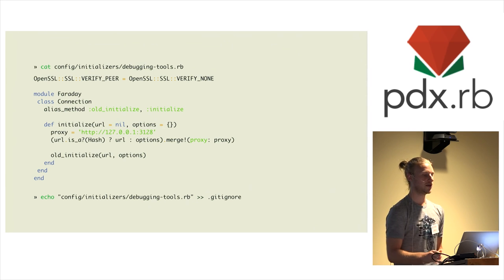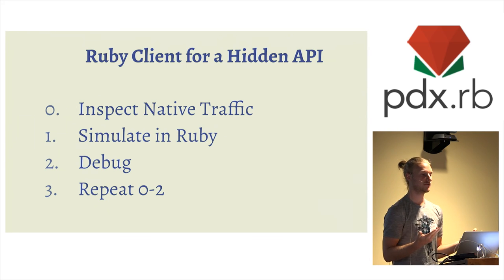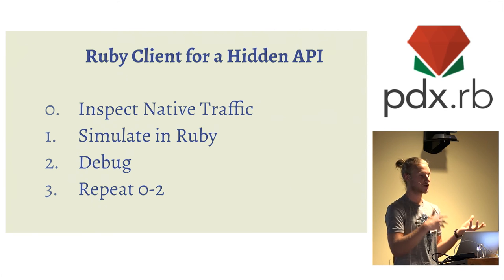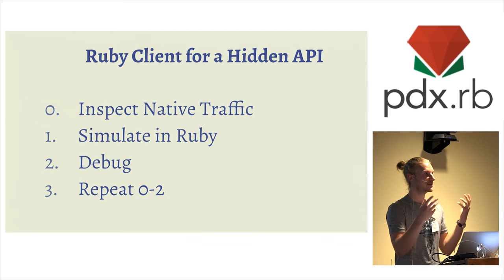If we want to build a hidden API of some sort, we can use these tools to look at the functionality of a native app, or that could be a web page or a website, and see how does this work? What does it do naturally? And then in Ruby, you can create requests that simulate that.